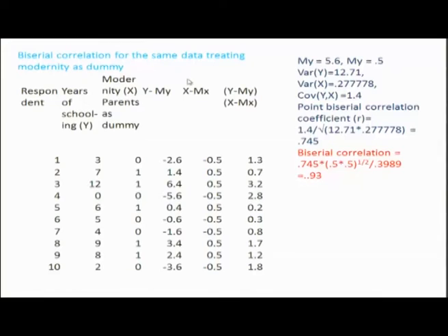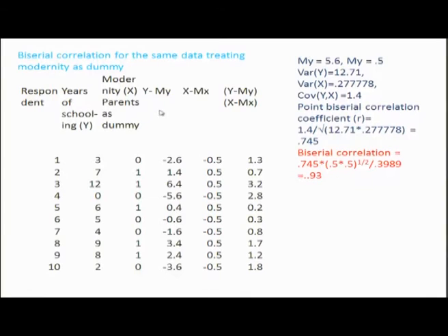This is an example of biserial. Respondents, y variable, x variable. I have deliberately written y first and x later, although x is the independent variable here, 0, 1, 0. Modernity is the independent variable, logic suggests, and schooling should be the dependent variable, schooling of children. Modernity of parents should be the independent variable. What is written first actually does not matter. This is what I wanted to convey.